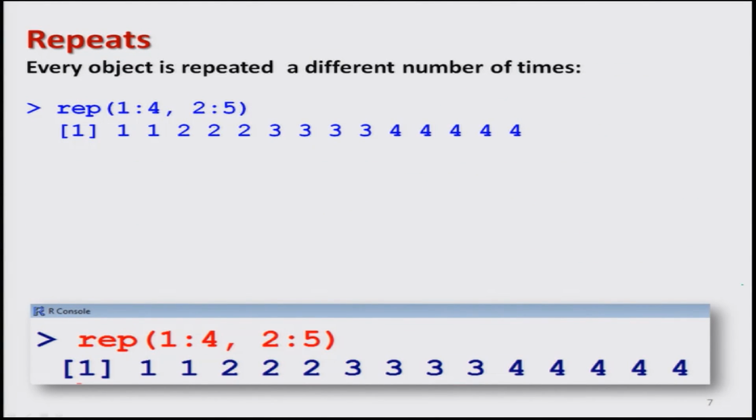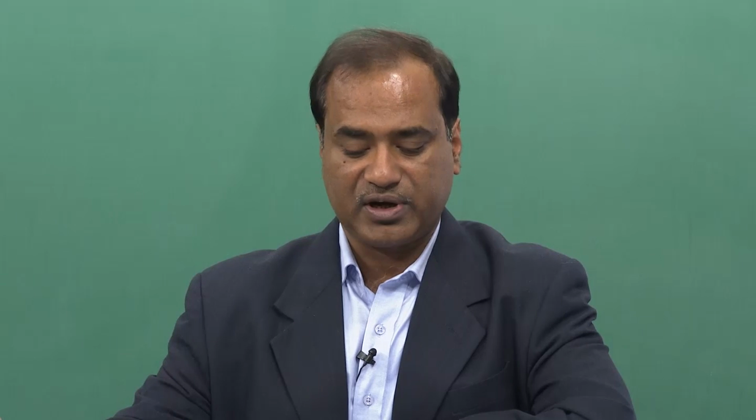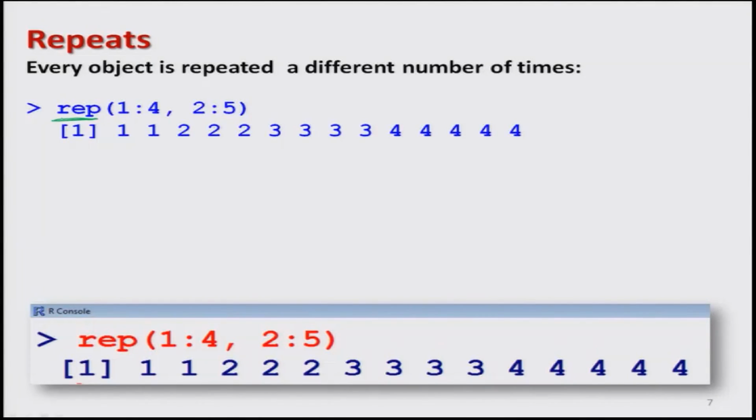Right. Now, we come to another aspect. Up to now, every object has been repeated an equal number of times. But suppose we have a situation where I want to repeat a particular object, either a scalar or a sequence or a vector, a different number of times. How to get it done? So, I use the rep command and generate the same sequence 1 to 4, and now I am saying repeat it using this command, 2 to 5, which gives me a vector 2 colon 5 as 2, 3, 4 and 5.